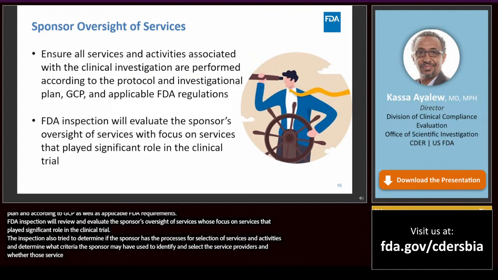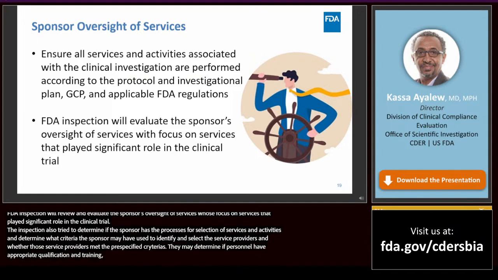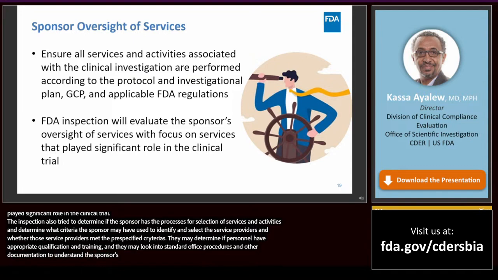For outsourced services, inspectors may collect copies of the agreement between service providers and sponsors. They may determine if personnel have appropriate qualification and training, and they may look into standard operating procedures and other relevant documentation to understand the sponsor's processes, and they may review the sponsor's communication with third parties or service providers.